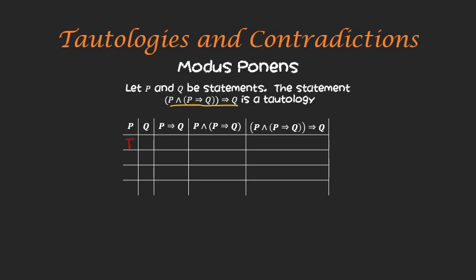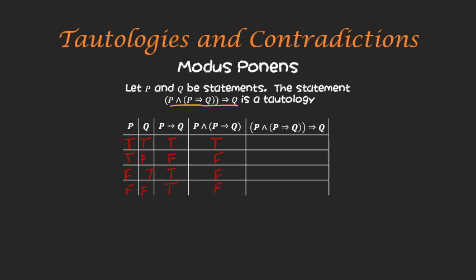True, true, true, false, false, true, and false, false. P implies Q then, true, false, true, true. And then the conjunction of that column, P implies Q, with the P column. So true, true, that's true. True, false, that's false, and it's a conjunction. This is false, and this is false as well.